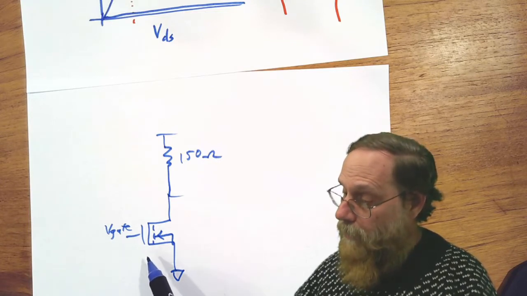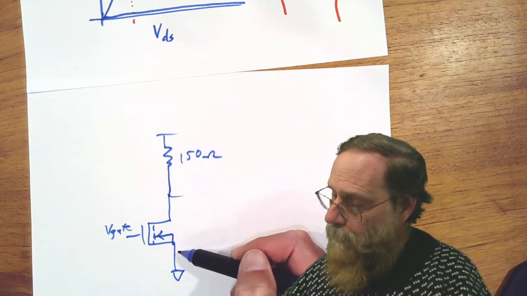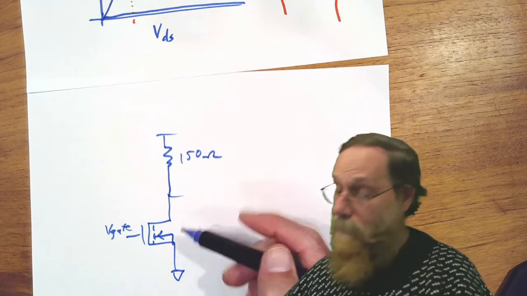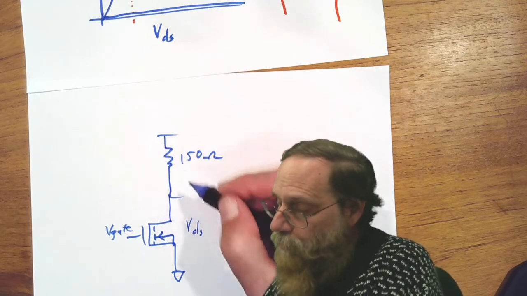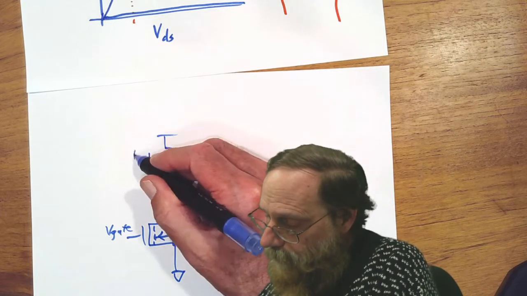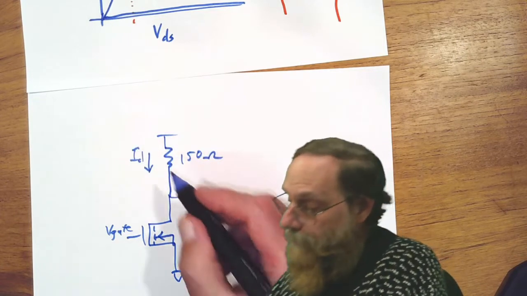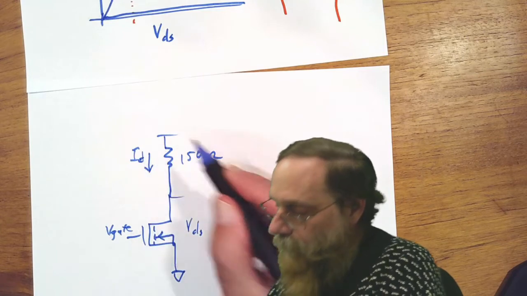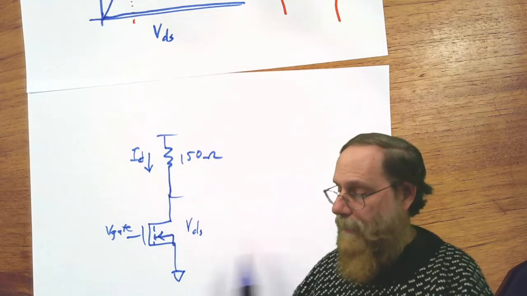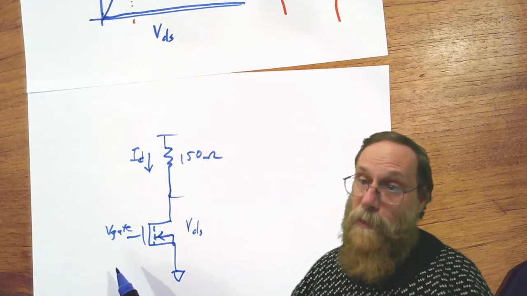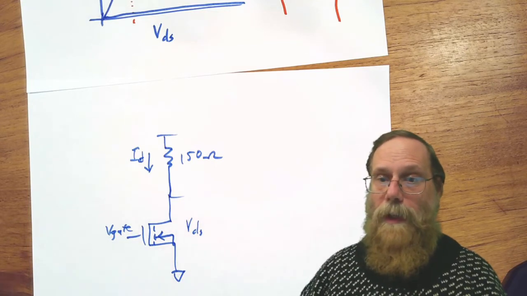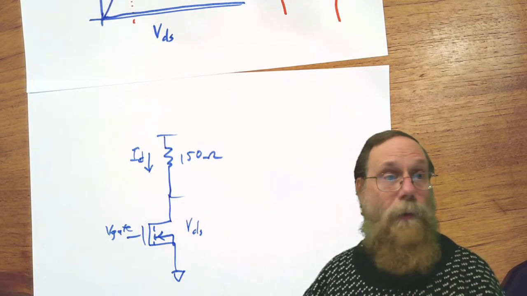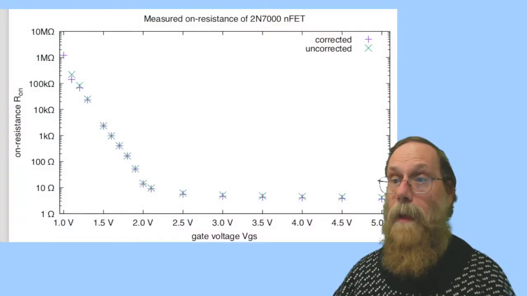So now I can look at what's the voltage across the field effect transistor. I can look at VDS, and I can look at what's the voltage across this resistor, so I can look at ID. And I can change the gate voltage to say, well, how does the gate voltage change the resistance? I'm not going to do that live for you. I'll just show you the results.